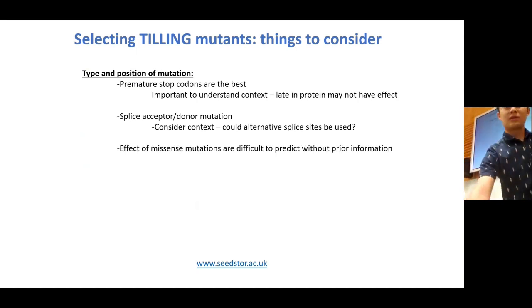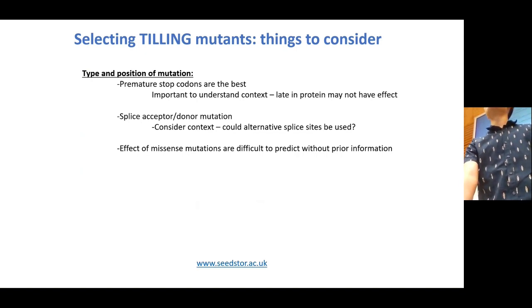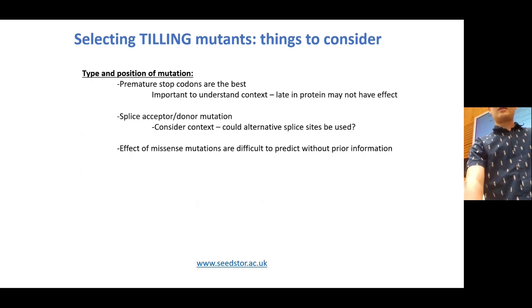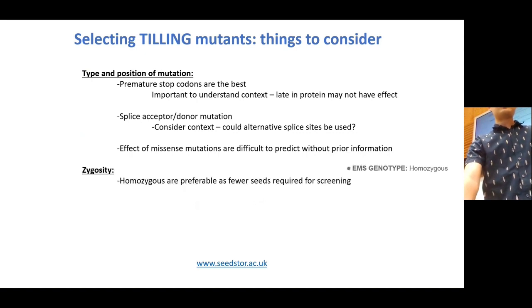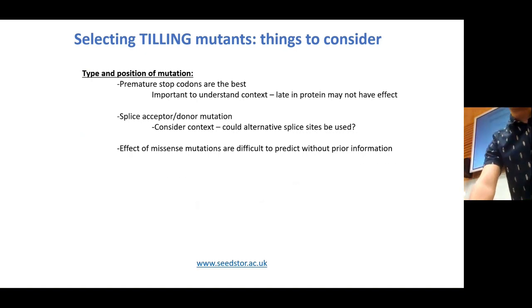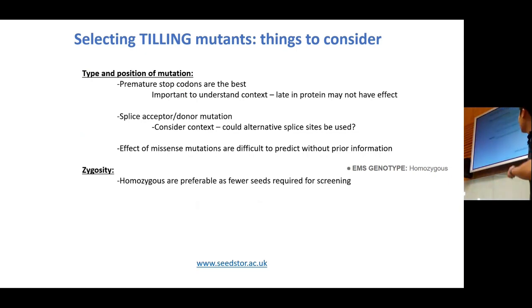So as we have touched on, it's difficult to predict the effects of missense mutation unless you have prior information. But in this case, you can look at the SIFT score to help make that decision. So these are some of the more important parts, but some of the other stuff that you can also consider is zygosity.